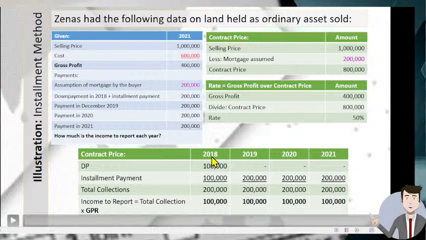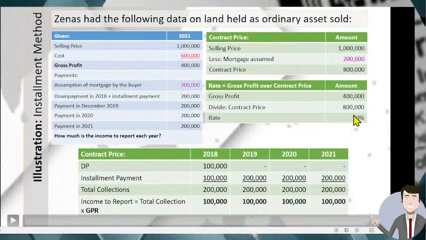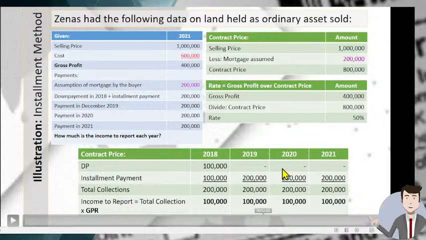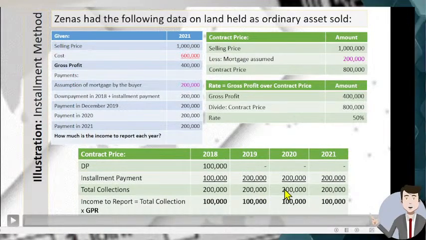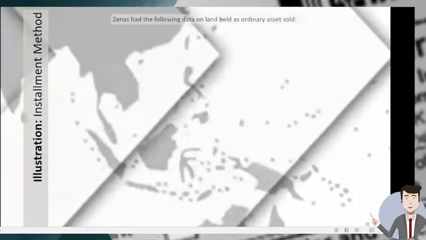So follow the formula, follow the pattern, guys. So the amount collected each year is 200, 200, and 200 multiplied by the gross profit rate of 50%. So it will give us an income to be reported for the year 2019 up to 2021 in the amount of 100,000 annually. Okay, so that's case number 2. Okay, next is case number 3.